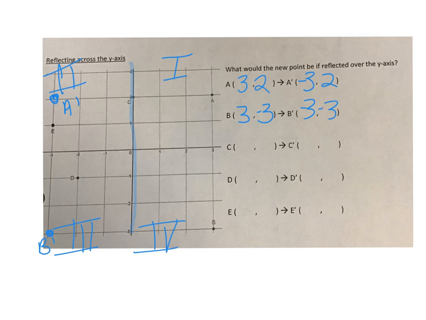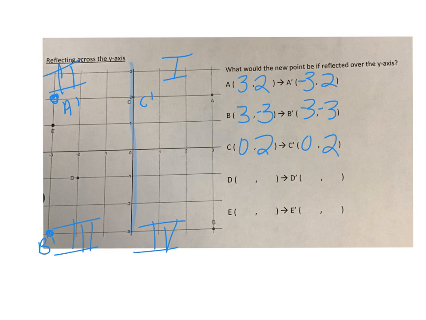C is at 0, 2. And again, it is on the y-axis, so you can't really reflect it over the y-axis. So it's going to be still C prime, still the same ordered pair, 0, 2. Now, if we were reflecting over the x, then we would end up getting a new point. But because it's reflecting over the y, it's going to end up being the same.